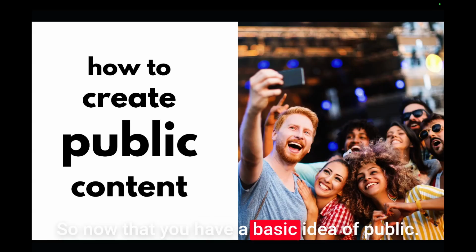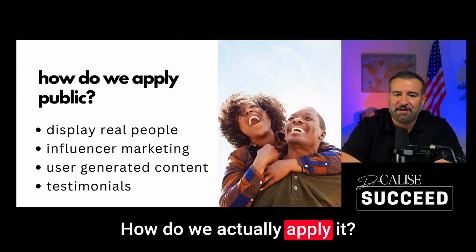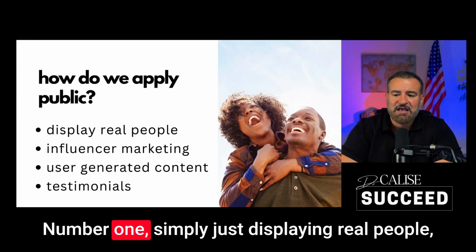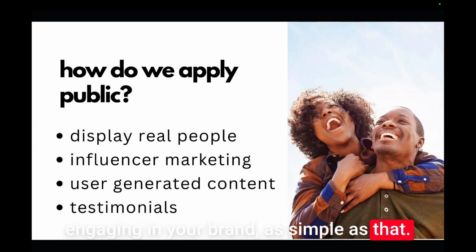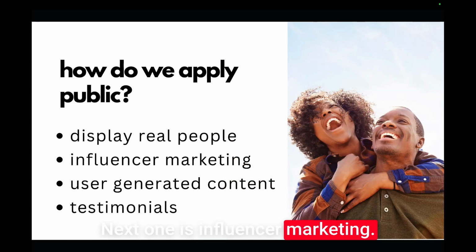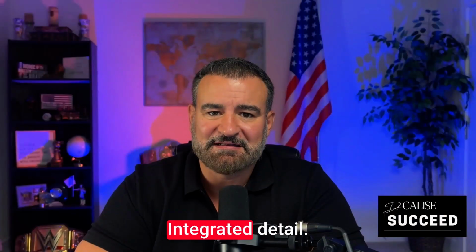So now that you have a basic idea of public, how do we actually apply it? A couple of different things. Number one, simply displaying real people engaging with your brand. As simple as that. Next one is influencer marketing. Then you have user-generated content. And then finally, testimonials. So let's look at all 4 of these in greater detail.